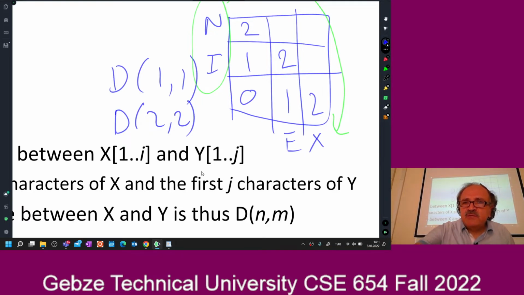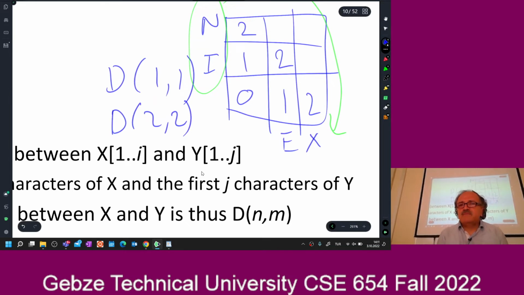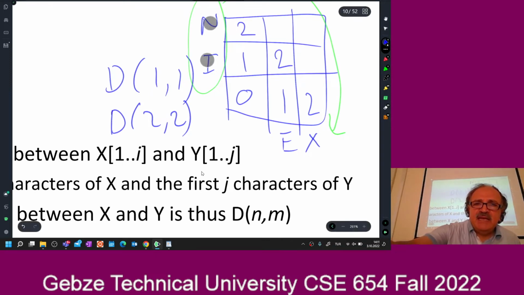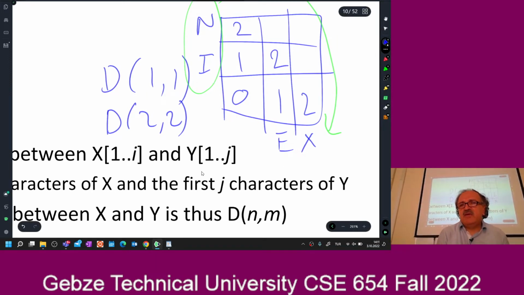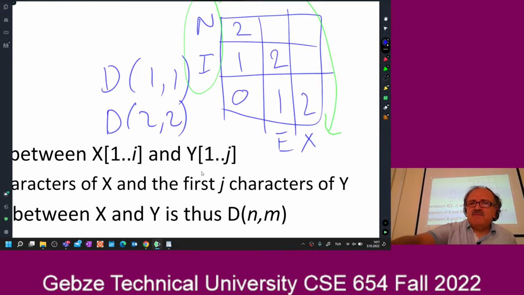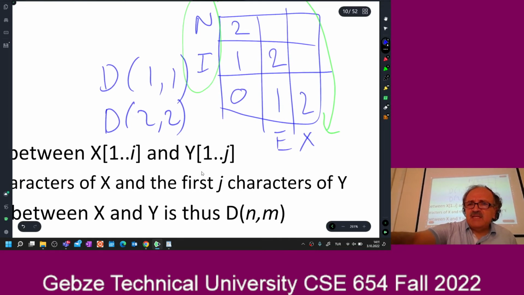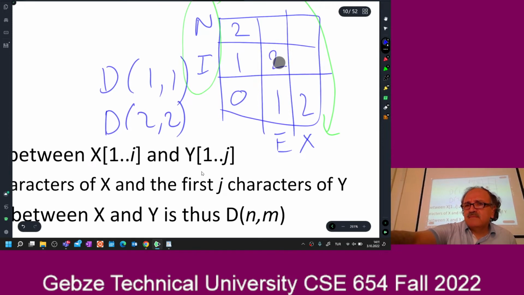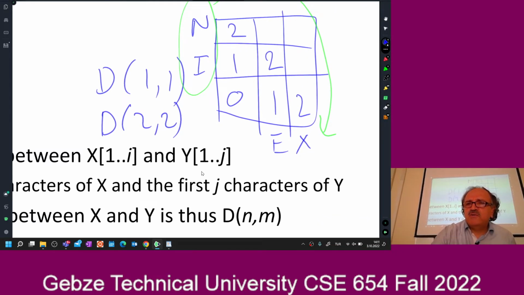Okay? Let's look at this box. This box says, how do you find the edit distance between IN and E? Okay? IN and E. So what are we going to do? I already found the distance between I and E. It was 2, right? But in this case, I need to delete one more letter. So one more keystroke. It is going to be 3.